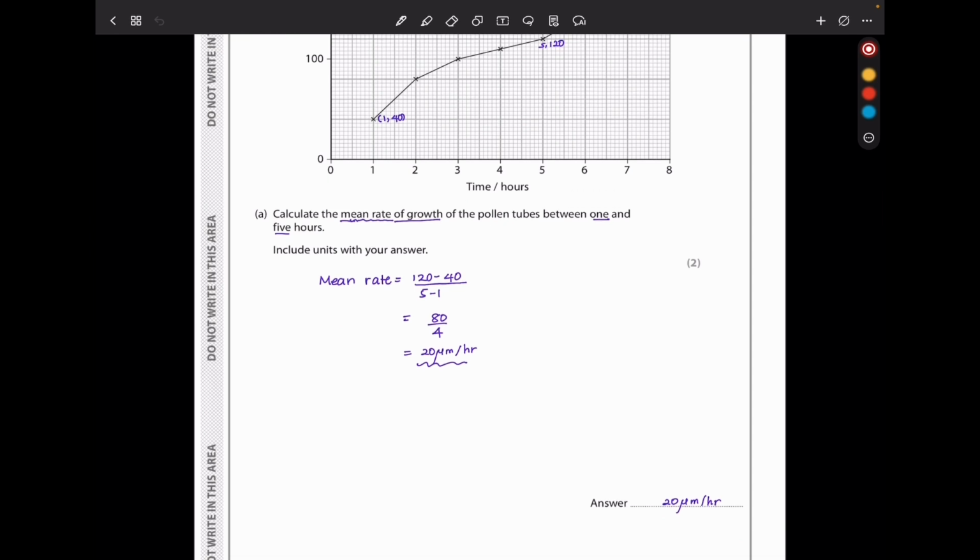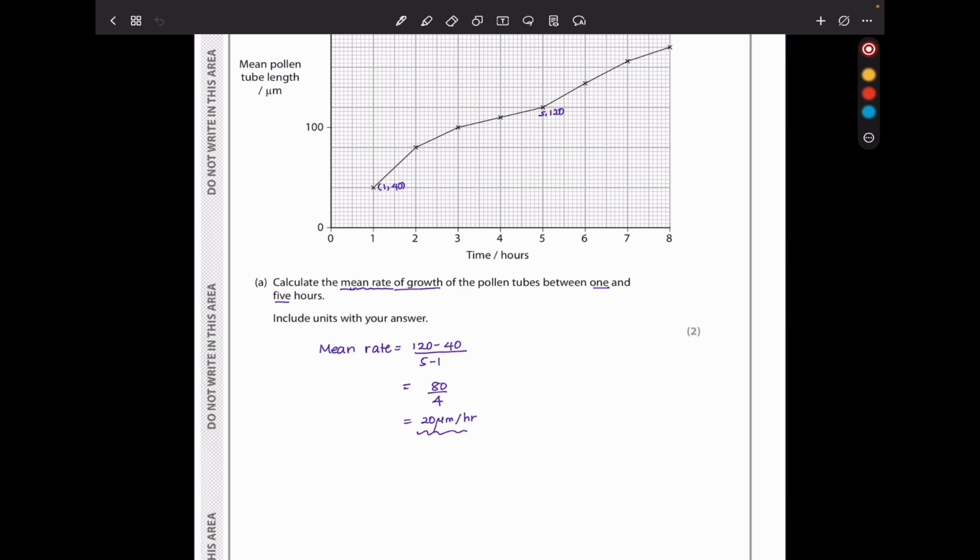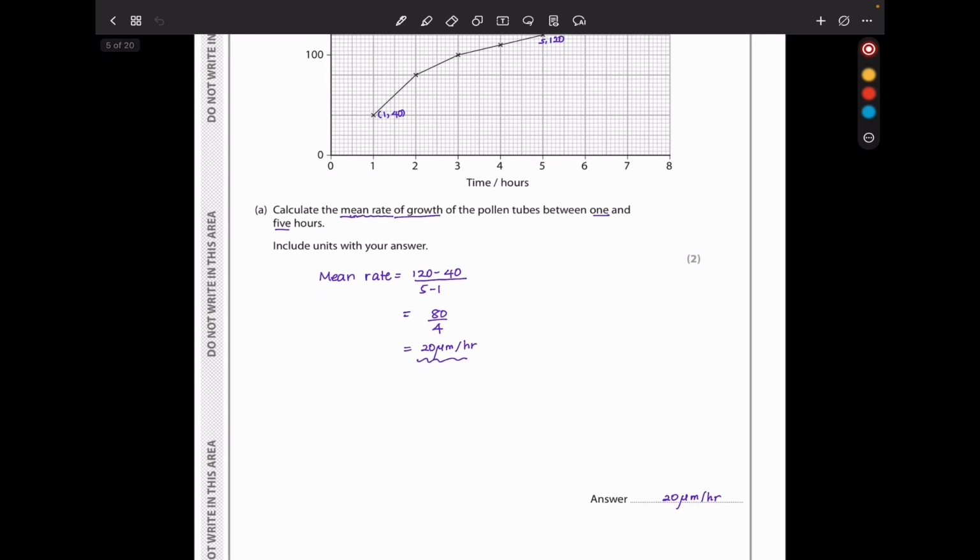So the first question says, calculate the mean rate of growth of the pollen tube between 1 and 5 hours. They want you to include units in your answer. So you have to get the values at 1 hour and the values at 5 hours. At 1 hour, we have 40, and at 5 hours, we have 120. So the mean rate is going to be 120 minus 40 divided by 5 minus 1, which is 80 over 4, and the answer is 20 micrometres per hour.